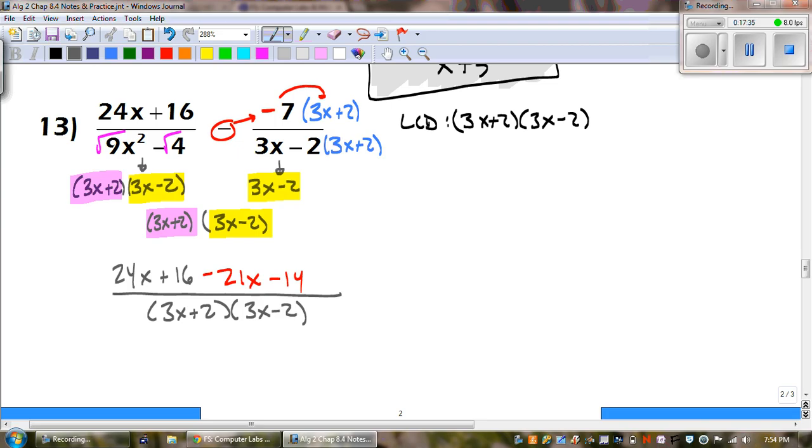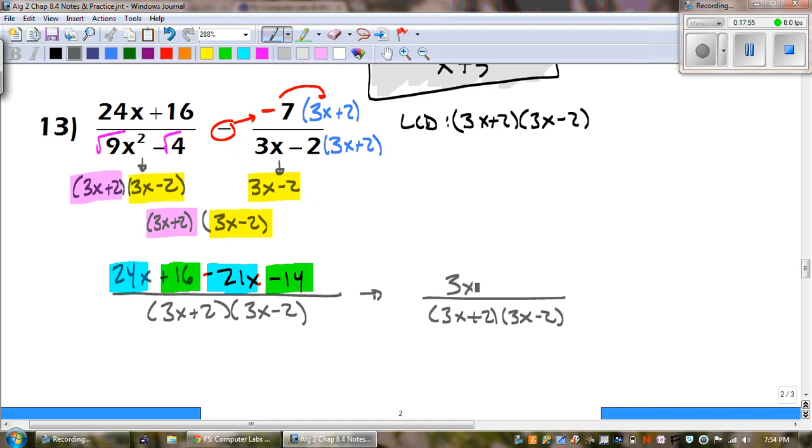All right, let's combine like terms. Can you do it? Okay, you should have gotten 3x plus 2. So what cancels out? Well, 3x plus 2 and 3x plus 2 cancel out. So we're left with a 1 on the top over 3x minus 2.